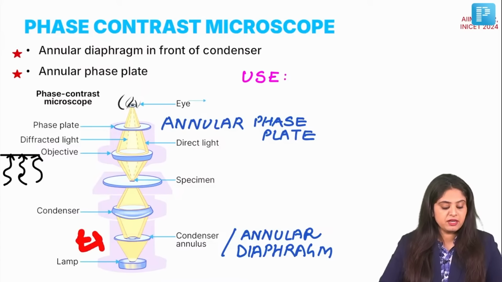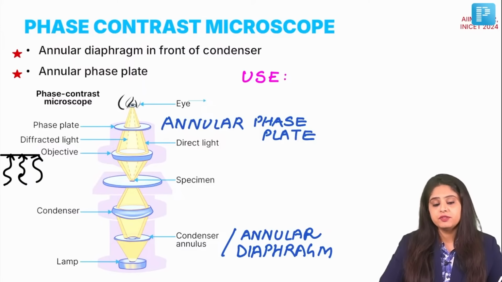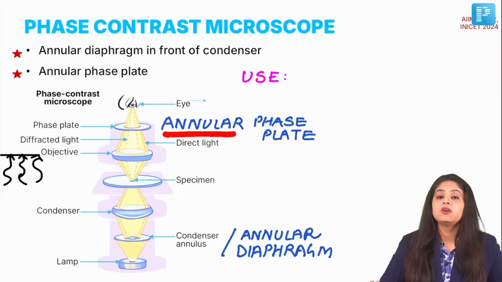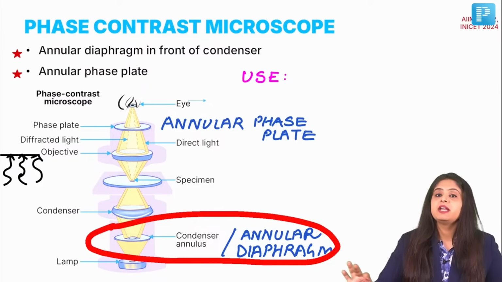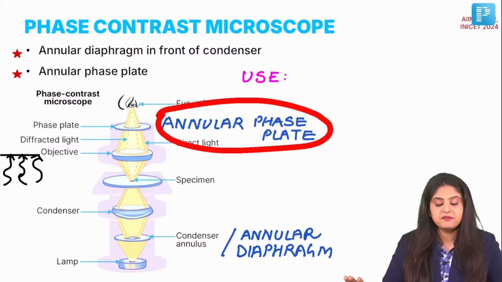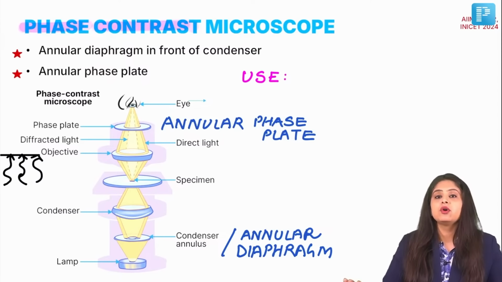If I do plus one, I added an annular diaphragm. Till now I think it is a dark field microscope. But then I looked further, and near my eyes you have added one more annular piece called the annular phase plate. If only the annular diaphragm had been added, it's a dark field microscope. If the annular diaphragm and annular phase plate have both been added, now it becomes a phase contrast microscope. And that's the next question that you got in your test.